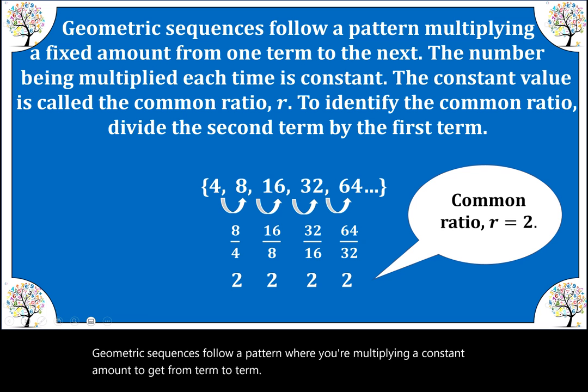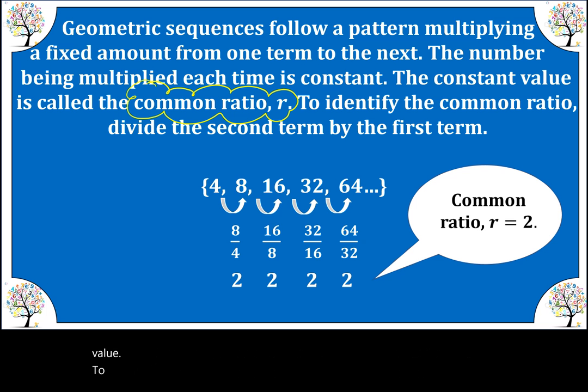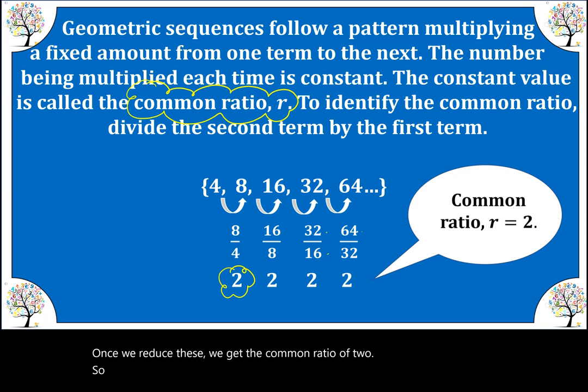The number that is being multiplied is called the common ratio. This is our R value. To identify the common ratio, you're going to divide a term by the previous term. So here we have 8 over 4, or 16 over 8, or 32 over 16, or 64 over 32. Once we reduce these, we get the common ratio of 2. So our R value is 2 for this geometric sequence. We are multiplying each term times 2 to get from term to term.